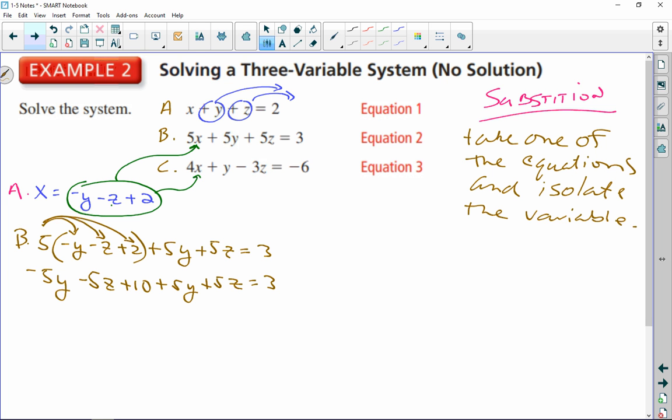Okay, now, what do you notice? What happens? Pretty much everything cancels, doesn't it? You got a minus 5y, positive 5y, so those two cancel. You got a negative 5z and a positive 5z, so those two cancel. Well, now, what do you notice? You got 10 equals 3. What does that mean? No solution. Very good. So now, is there any point in continuing? No. I can stop.